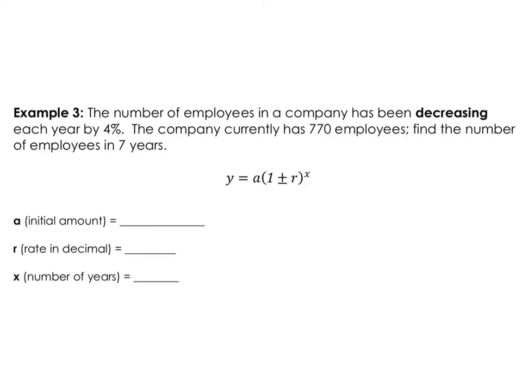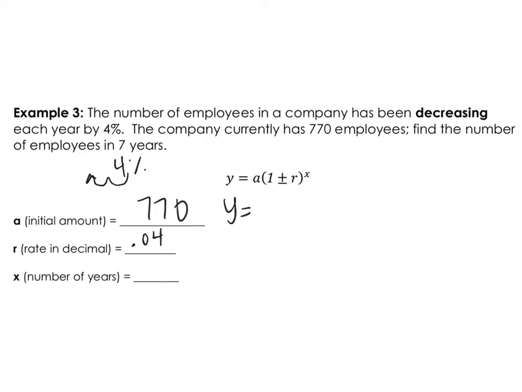Okay, next example, I have the number of employees in a company is decreasing. So now we're going down each year by 4%. The company is currently at 770 employees. Find the number of employees in 7 years. So it looks like our initial amount was 770 employees. And our percent was 4%, but we need to switch that to a decimal, giving me 0.04.